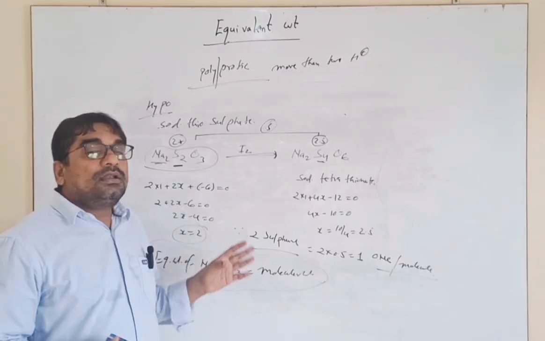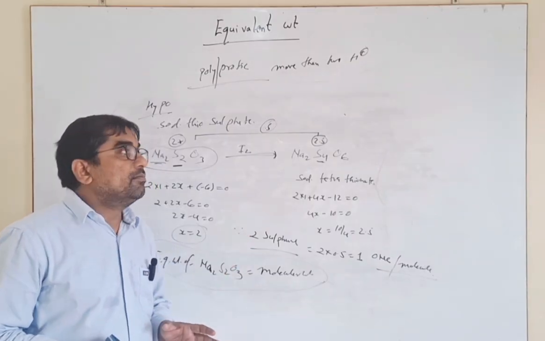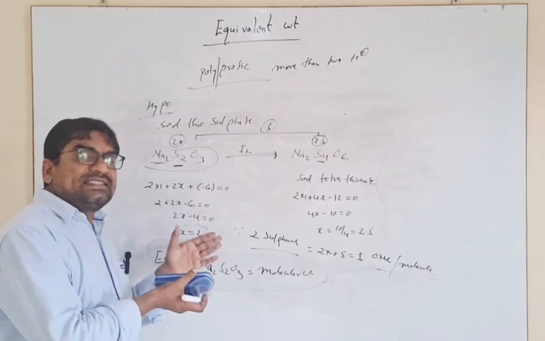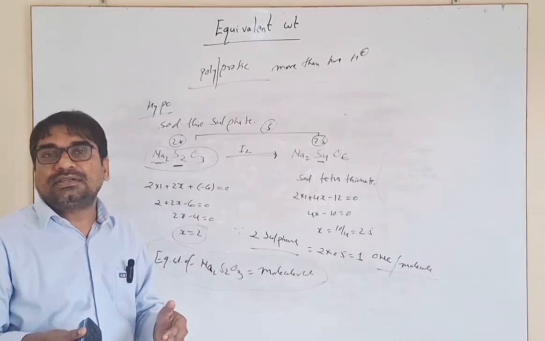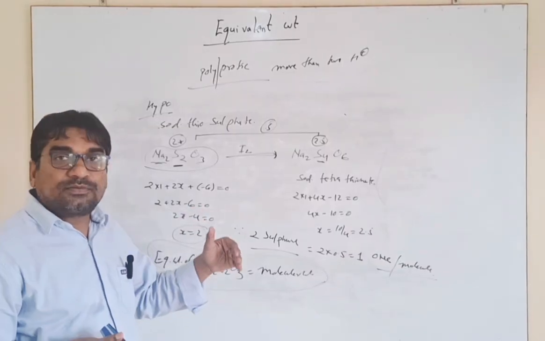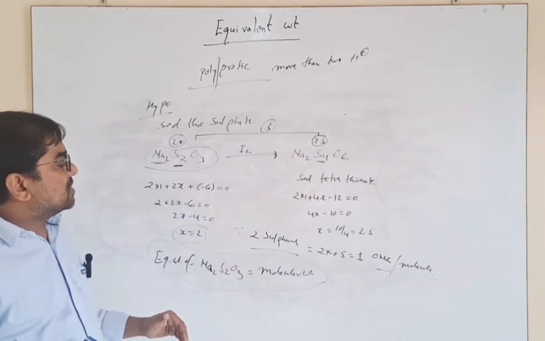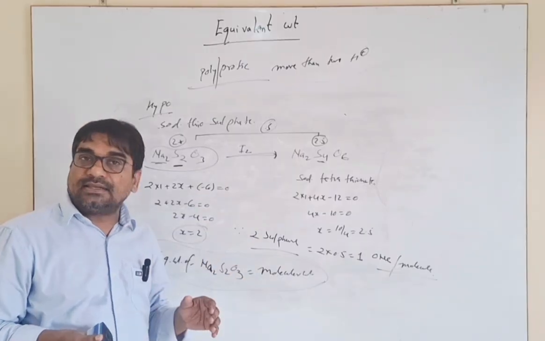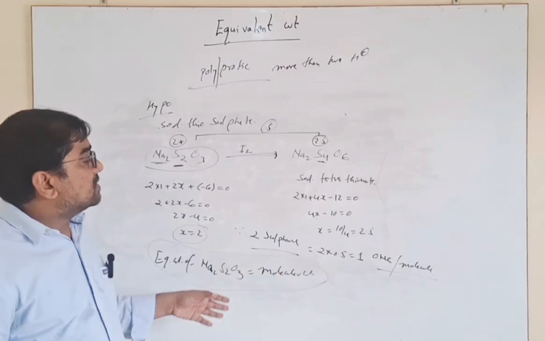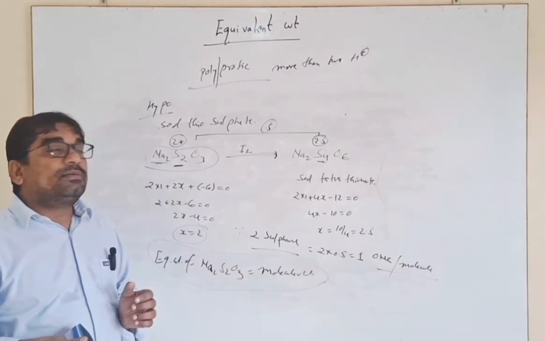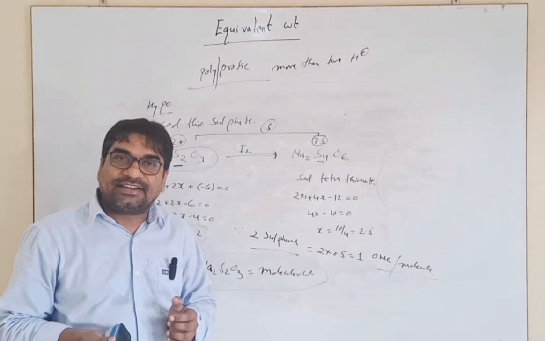So this is all about the equivalent weight. In part 1 we discussed the examples where hydrogen, oxygen, chlorine and silver displacements are noted. In the next part, second, we discussed in detail the acids, bases, salts and oxidizing and reducing agents. So this is all about the equivalent weight. Thank you.